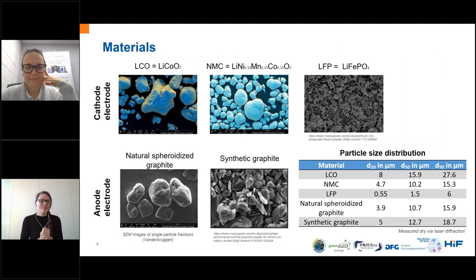Yes. So here are the materials we are working with. For the cathode electrode, we have the LCO, the NMC, and the LFP. And for the anode electrode, we have the natural spheroidized graphite and the synthetic graphite. And on the bottom right, you can see a particle size distribution. So you can already see that for the D90, they are all below 30 microns, so they're all quite fine.